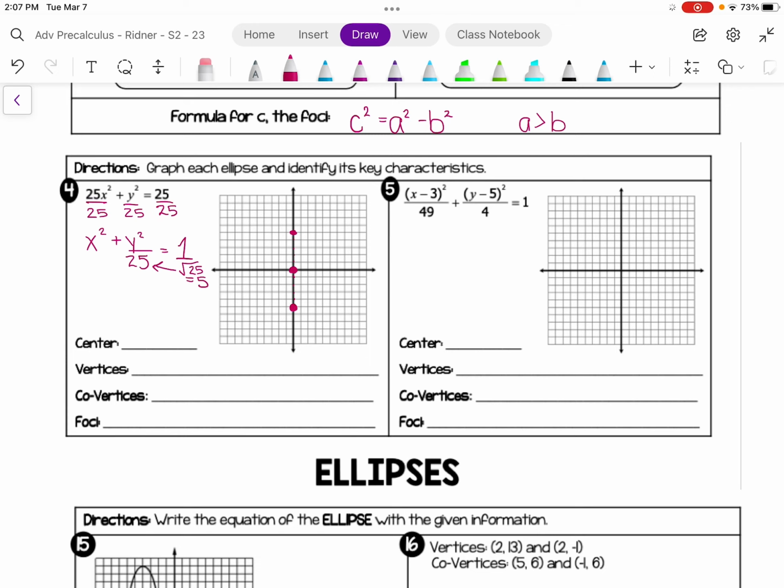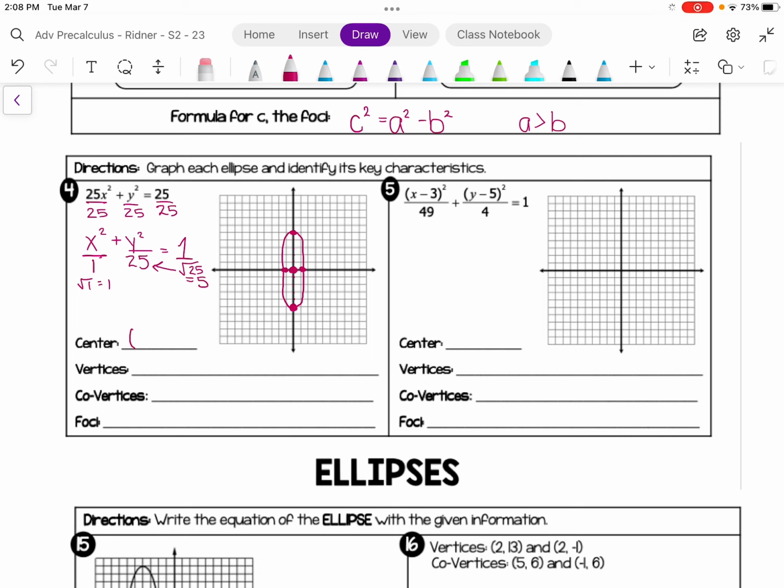So then you're like, well, okay, but what do I do for x? Well, remember, I could put that over 1. The square root of 1 is 1. So I can go right one and left one. And I have successfully graphed this ellipse. It is a very, very tall and skinny ellipse.